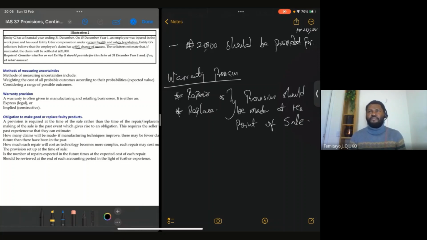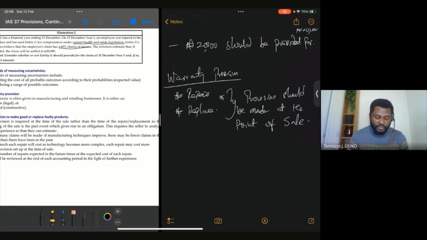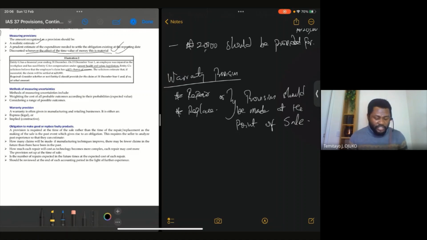Now, you're going to look at it at the point of selling an item to a customer, right? This is always like a large quantity thing. What is the probability that out of 100 customers that we sold to, what percentage of those customers are going to return, right? It is at the point of selling that you do this, not at the point where the customer is coming back to give you the product. The provision is required at the time of selling rather than the time of repair or replacement, as the making of the sale is the past event which gives rise to what? An obligation.